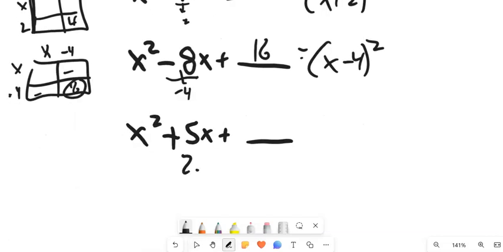Half of 5? 2.5. 2.5 squared, you could grab your calculator or whatever it would take. We get 6.25. So this would be x plus 2.5 squared.